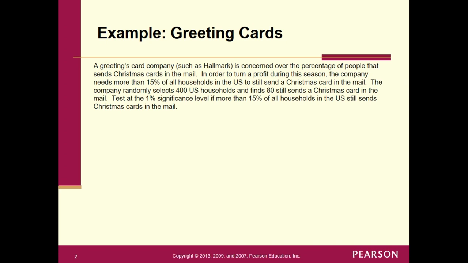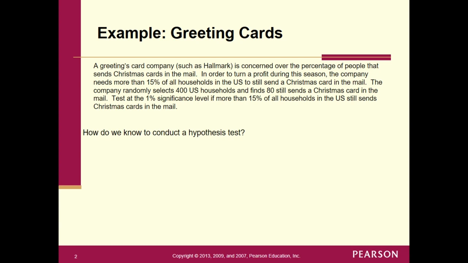So the company randomly selects 400 U.S. households and finds 80 still send a Christmas card in the mail. So test at the 1% significance level. Notice here, I changed it from 5%. Before, I think I stated it like 0.1 and I called it alpha. Now I state it as a percentage, which I can, and I'm going to call it the significance level now. So test at the 1% significance level if more than 15% of all households in the U.S. still send a Christmas card in the mail. So we're testing some sort of percentage here, right?